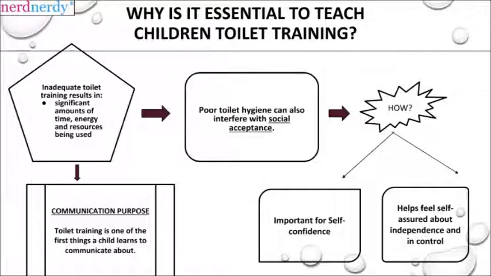It is essential to teach toilet training to children as it is one of the first things a child learns to communicate about. Inadequate toilet training would result in a significant amount of time and energy being used, and poor toilet hygiene can also interfere with social acceptance. It is important to help the child build their self-confidence and to feel self-assured about being in control.